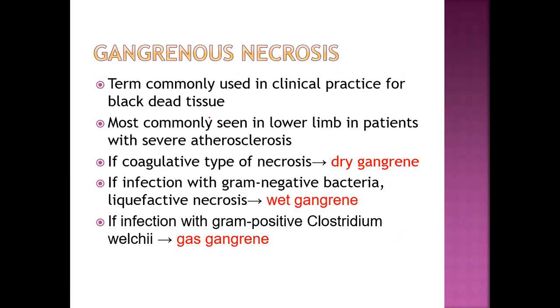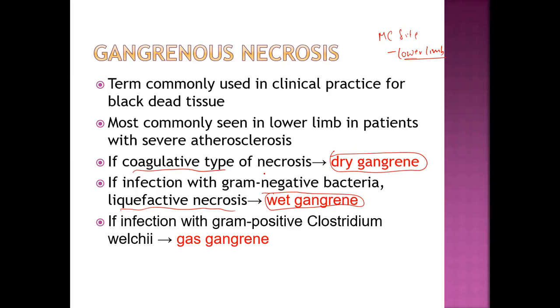Now let's talk about gangrenous necrosis. The most common site of gangrenous necrosis is the lower limb, and there are two types of gangrene: wet gangrene and dry gangrene. In dry gangrene, tissue architecture is preserved, so dry gangrene acts as coagulative necrosis, and wet gangrene acts as liquefactive necrosis. So gangrenous necrosis is both coagulative and liquefactive necrosis.